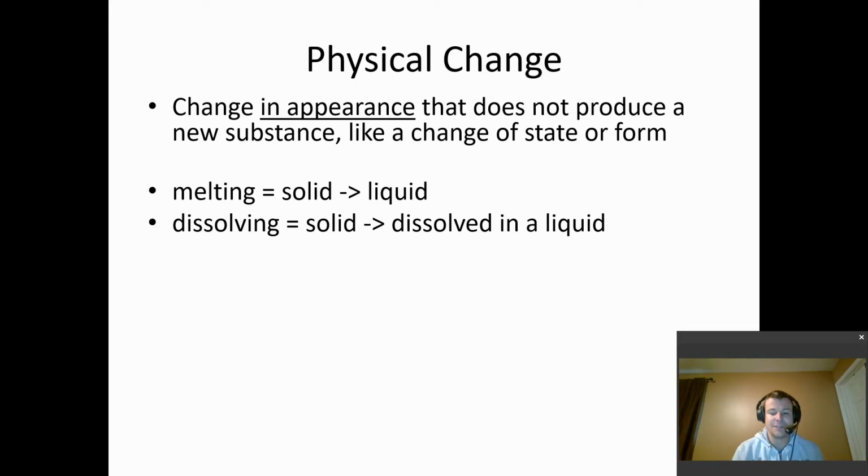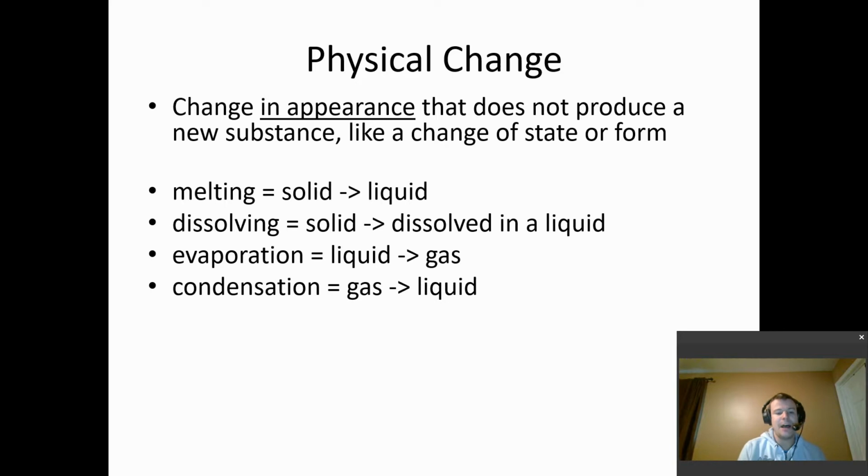It's dissolved. When a liquid evaporates to form a gas, that's evaporation, or sometimes we call that boiling, especially when we're talking about water. When a gas becomes a liquid, so if warm water vapor becomes cold again, it'll liquefy again. That's condensation.